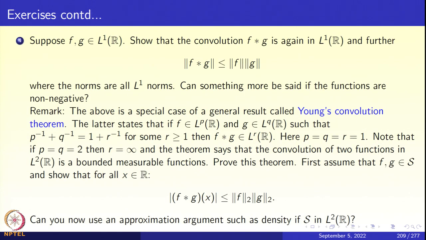Let's take the next problem. f and g are in L1. Show that the convolution f star g is again in L1.